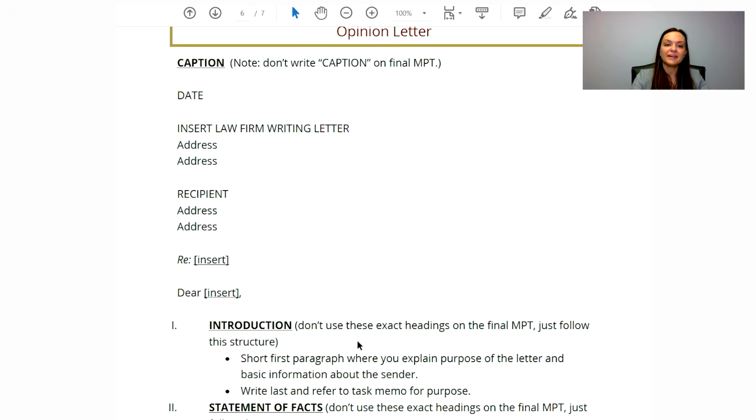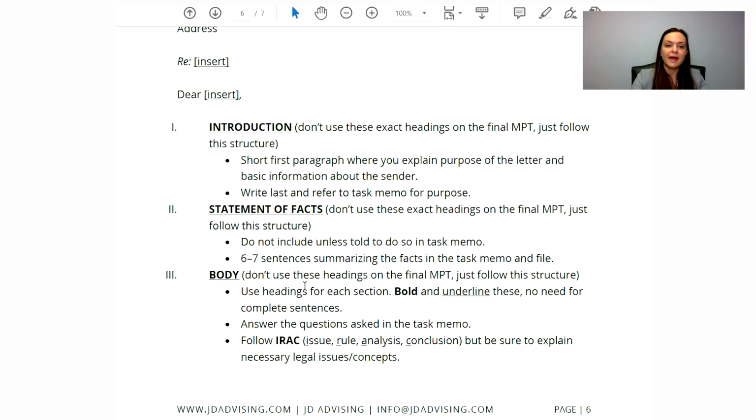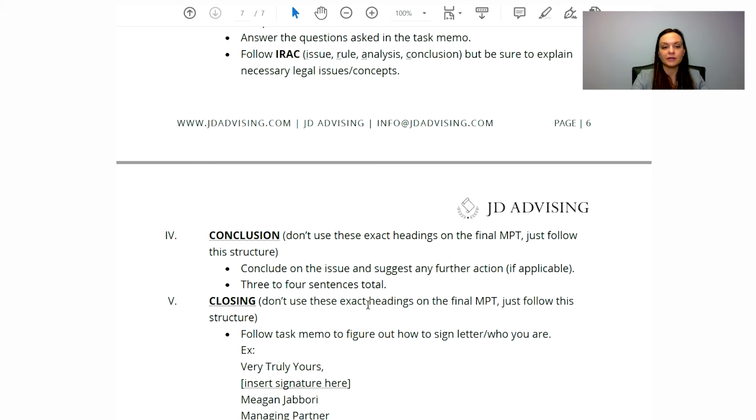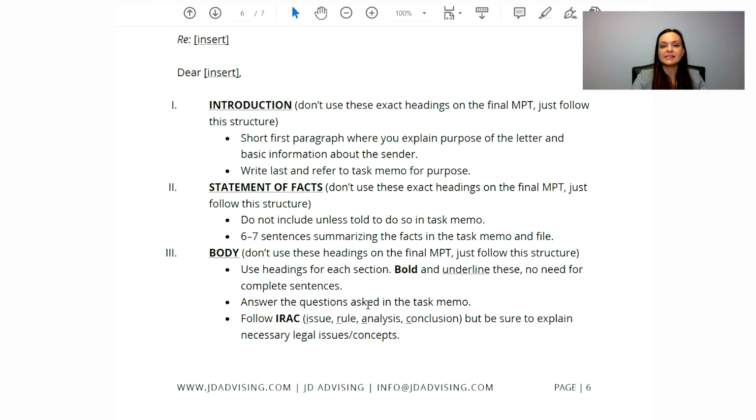Moving on to our opinion letter, they look pretty similar as I mentioned. So if you memorize the format of a letter generally, it's going to really help you out here. So much like I said before is the caption, I'm not going to go back over that because I already did. And then you'll notice here for your opinion letter, you have that intro, you have that statement of facts, a body, a conclusion, and a closing. So it looks pretty similar. We've already discussed what the intro is for.